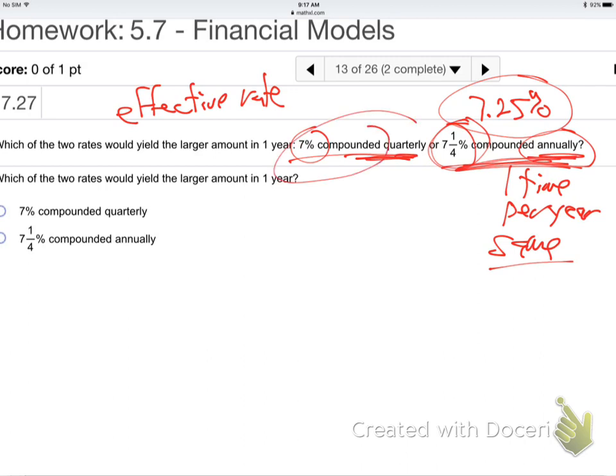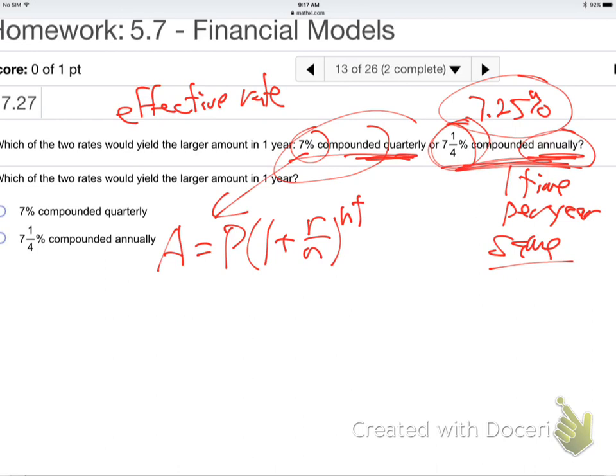But this one's quarterly. So let's see what the effect is. What am I going to do? Which formula am I going to use? The PERT, the first one, or the second one? I think we all know. It's not the PERT, because it's not continuous, right?